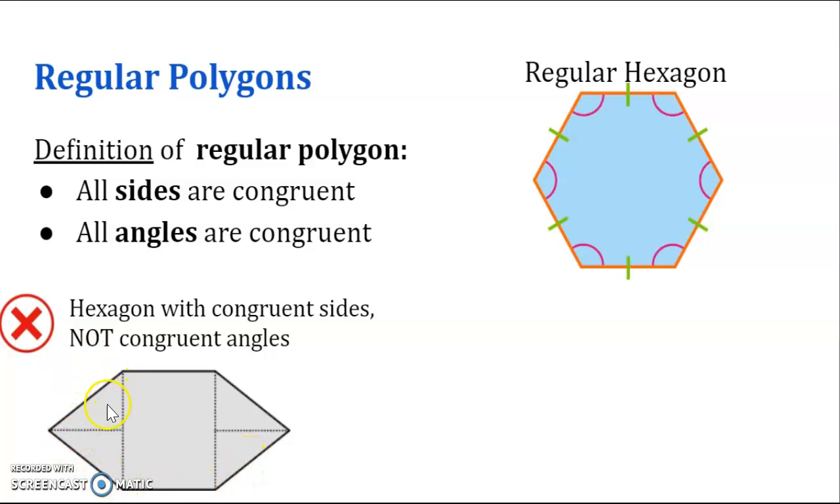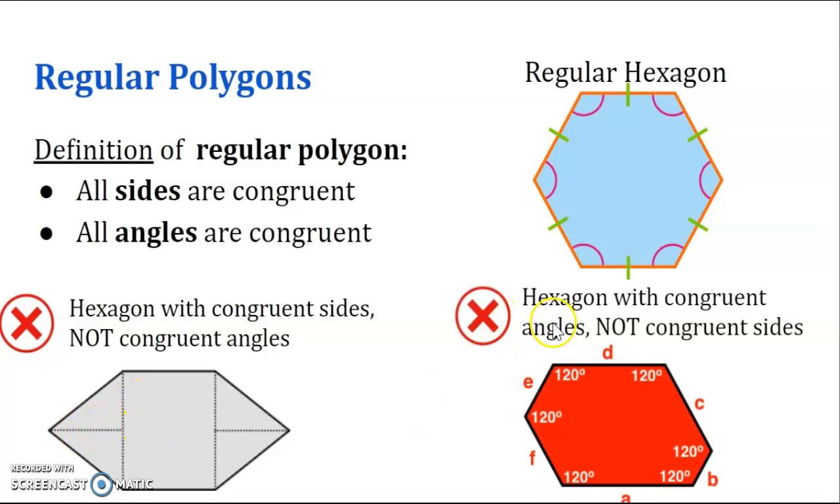However, the angles are not the same. Obviously this angle and this angle do not look the same, do they? Okay, so it's not enough that all the sides are congruent. It needs to be both sides and angles.